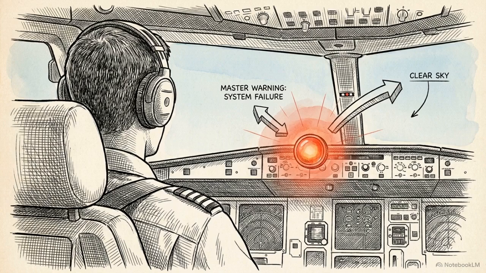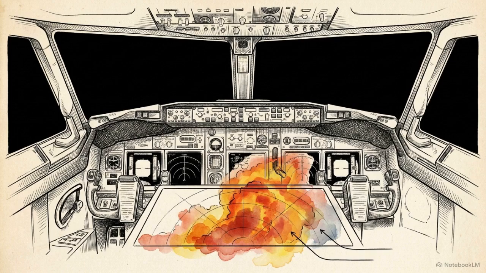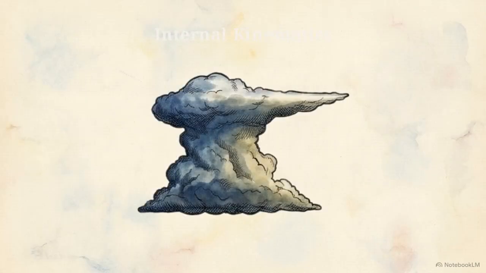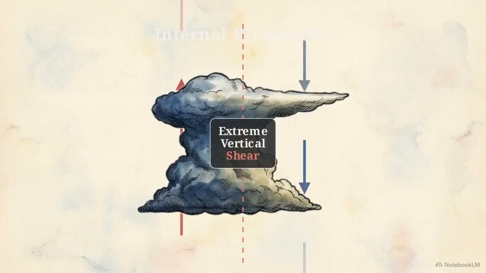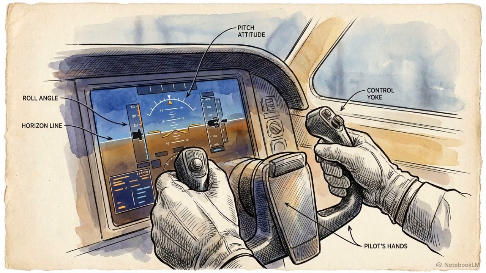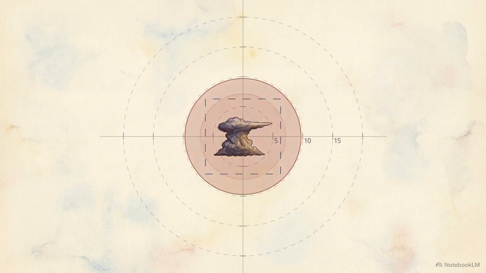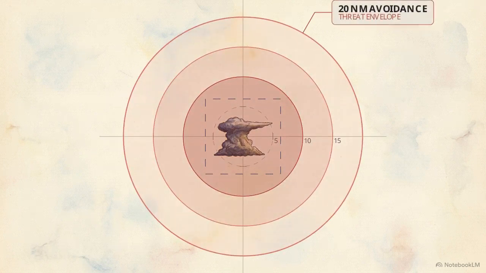In the presence of convective weather, visual meteorological conditions mean very little. A clear line of sight does not equal a safe operating environment. To survive these encounters and to pass your meteorology exams, you have to understand the internal kinematics of the storm, specifically the massive vertical air drafts powering it. You must completely abandon reliance on what you can see out the windshield and instead build a precise mental model of the storm's unseen, expanding threat envelope.